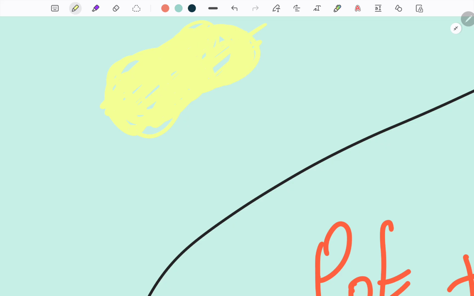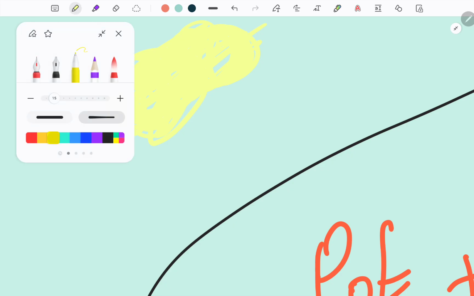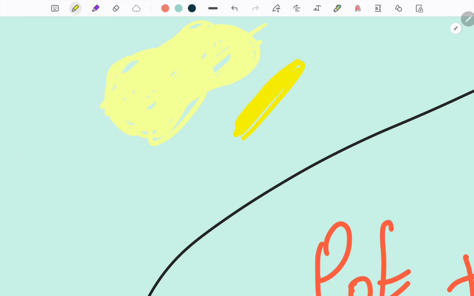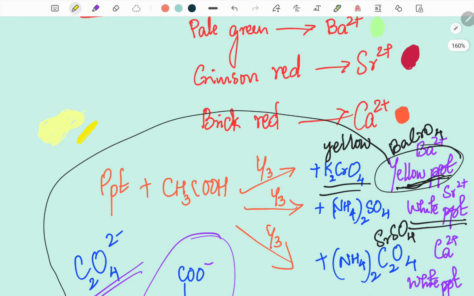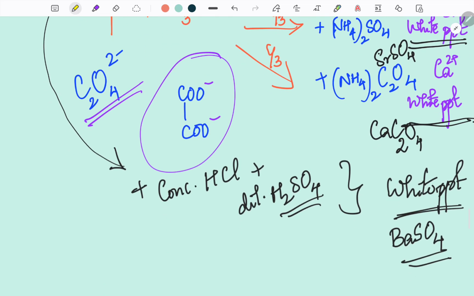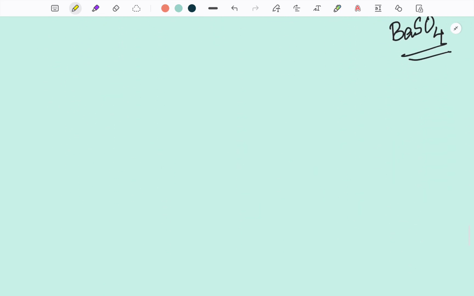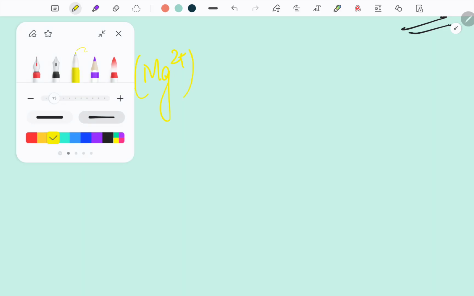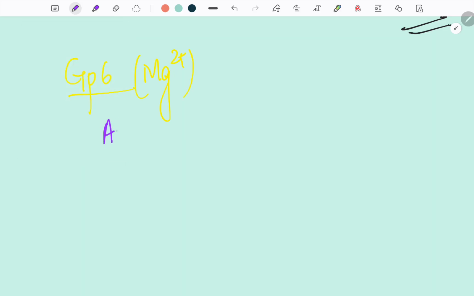So please note that this should be the color of the precipitate. If you're just getting a dark yellow color, that is because of potassium chromate, not because of a yellow precipitate. So please don't get misled. Now we need to learn the last cation, which is group 6. Now for group 6, that is magnesium, we can first perform the ash test, and the color of the ash for the ash test would be pink. You will get a pink colored ash.